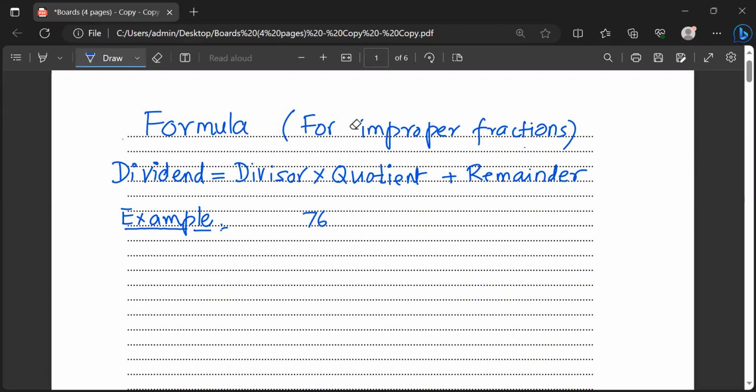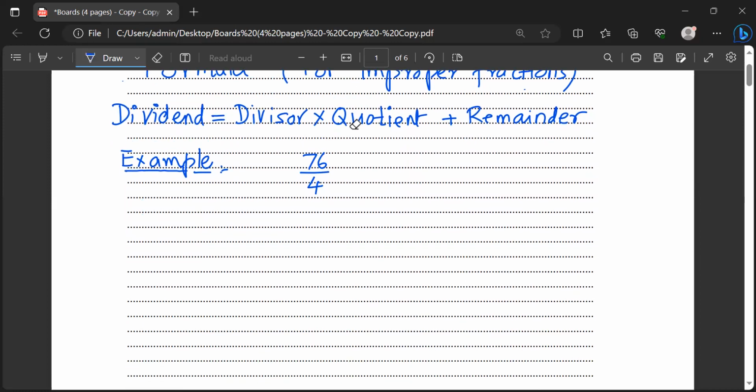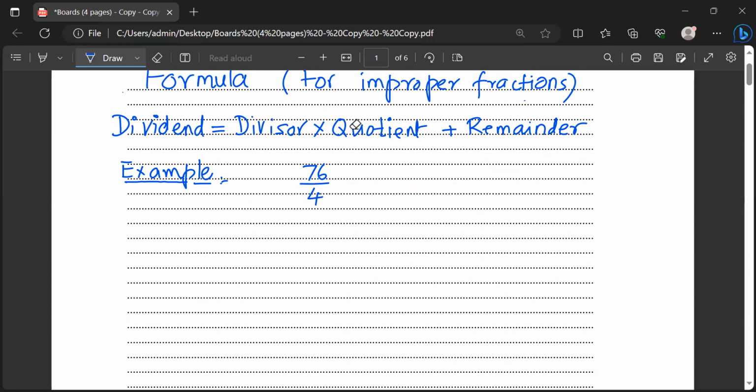upon 4. This is an improper fraction, and you can divide keeping 76 inside, and in the long division method we know 4 is the divisor. And how many times is 4 contained in 7 or less than 7? It is 1 times 4. Then we subtract for the remainder.